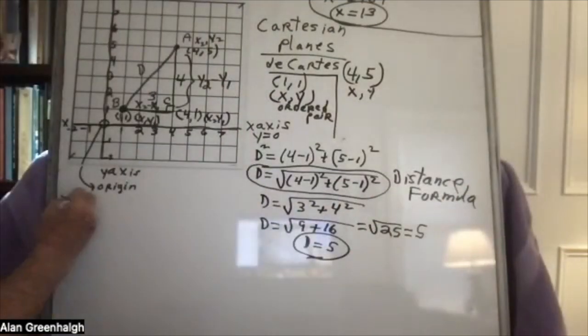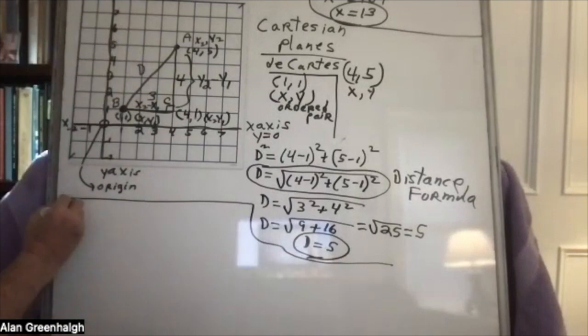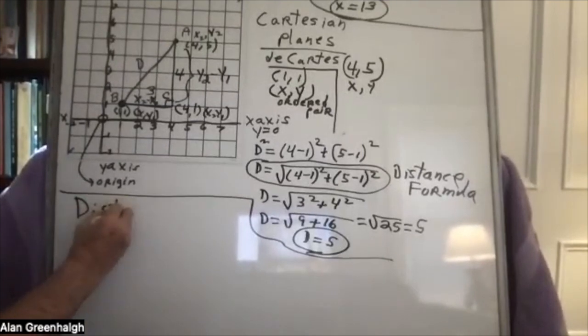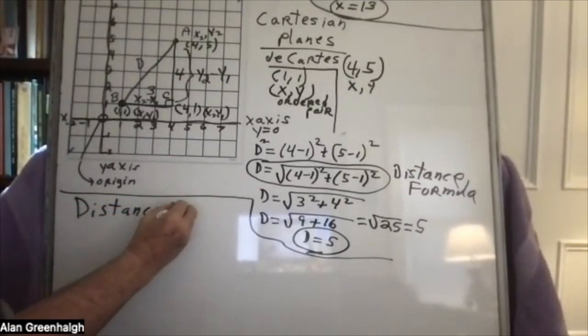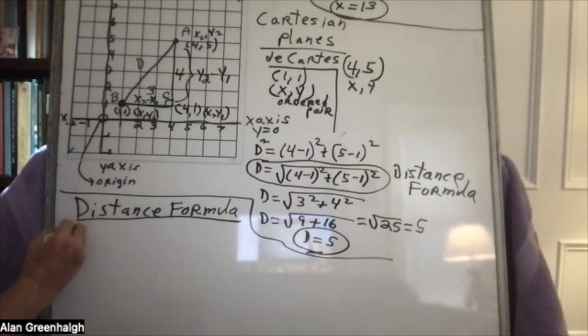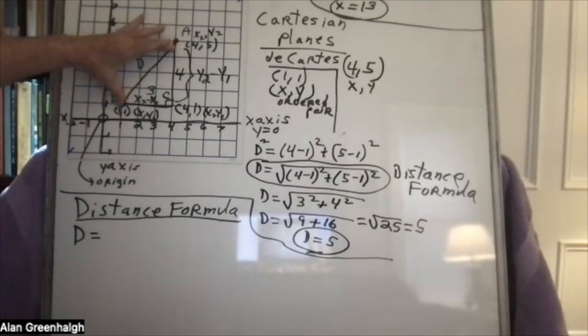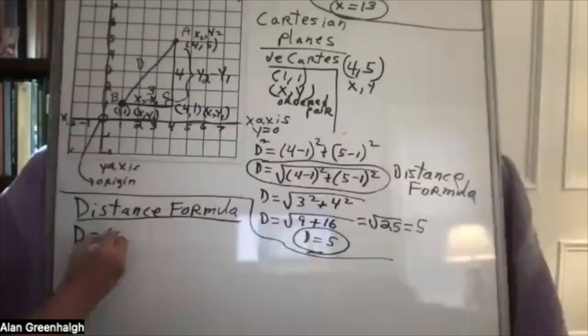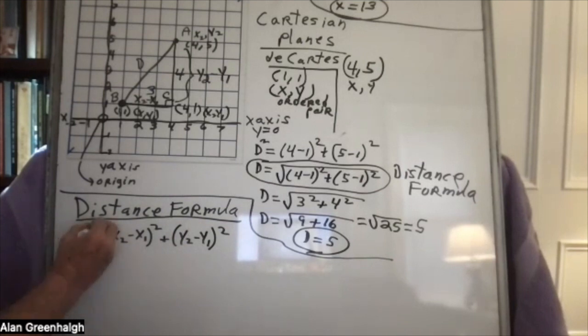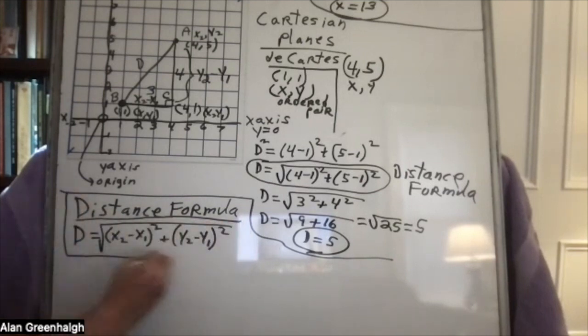The distance formula tells us that if you want to find out how long a line is, the distance between 2 points on a line, you would subtract the x's and square it, subtract the y's and square it, and then take the square root. This is called the distance formula.